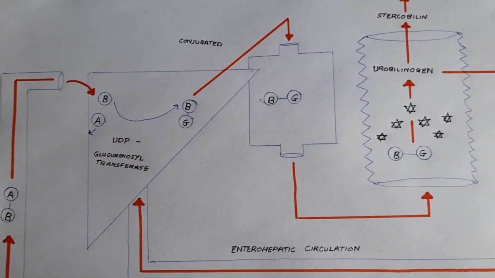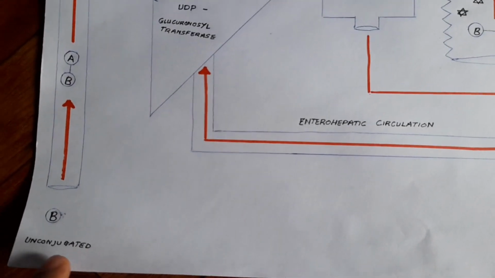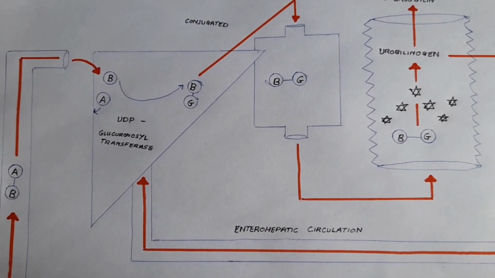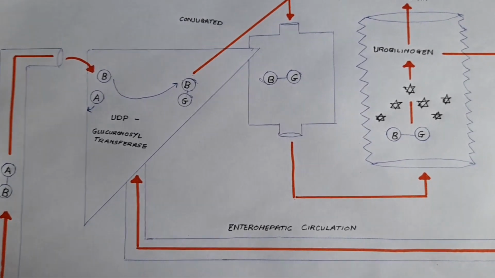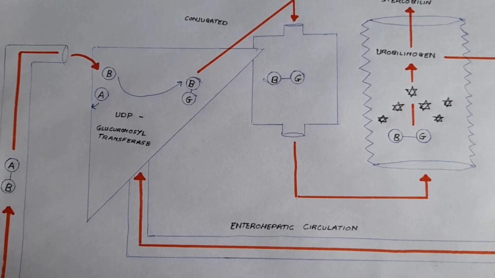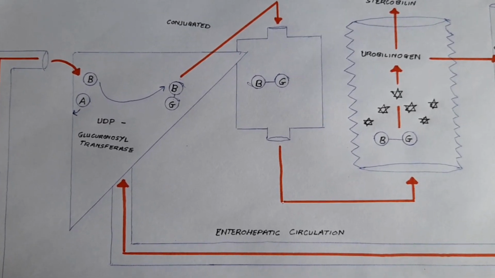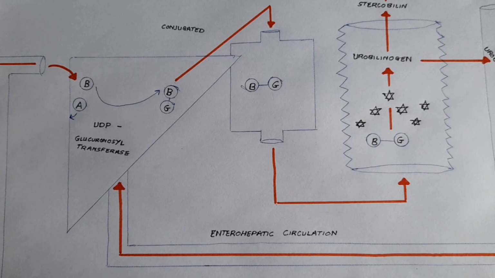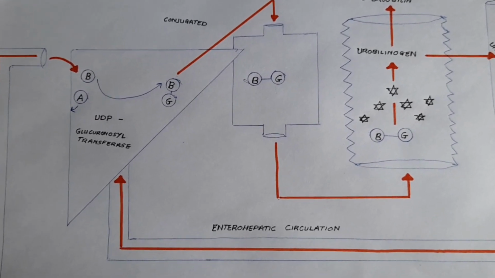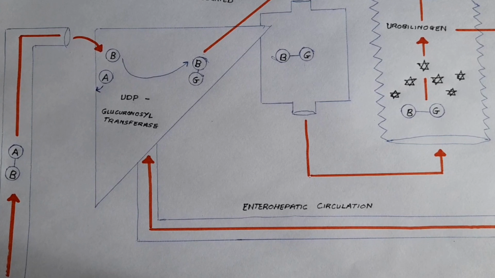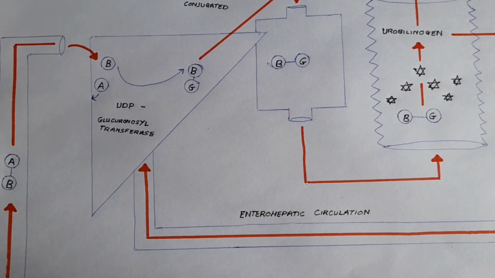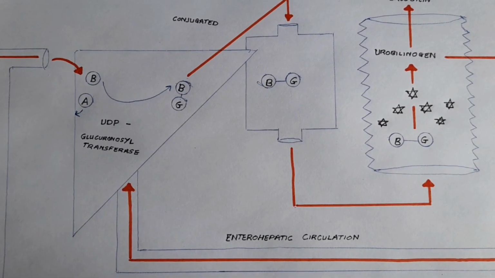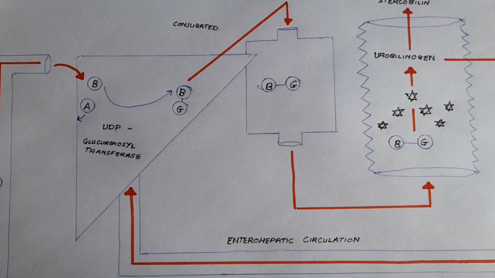This albumin and bilirubin combination is unconjugated bilirubin. When it is unconjugated, it hates water. It is water hating, so it loves fats or lipids, and it can go easily through the cell membranes. Also, this unconjugated bilirubin can cross the blood-brain barrier and cause serious complications. So that's why we need this unconjugated bilirubin to get conjugated in the liver.